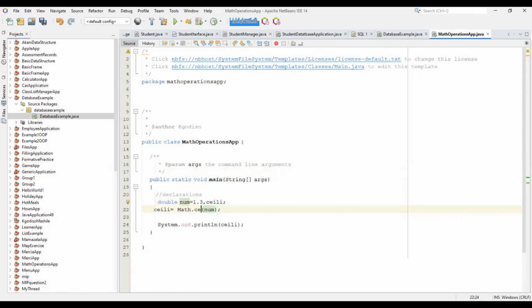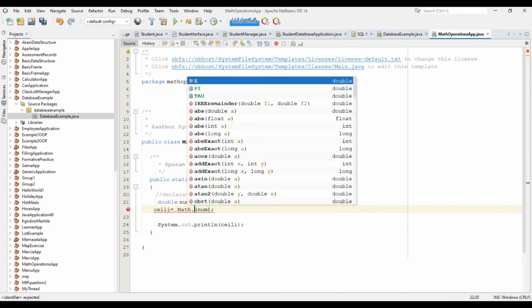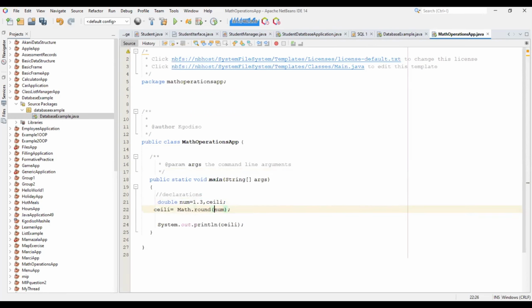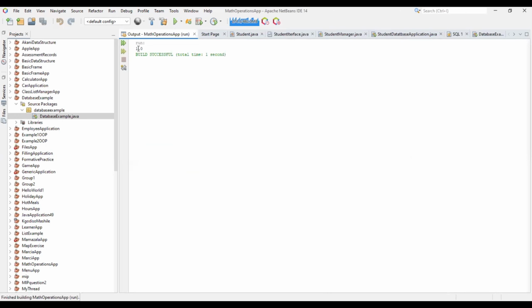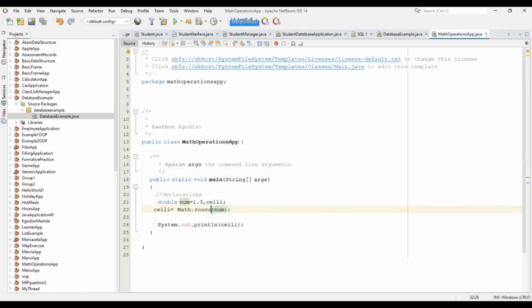So if you wanted to round to the nearest, you have to say dot round. This way, it's going to be able to round to the nearest. In this case, it's going to give us a one. There we go, that's how you get a one. You have to use round instead of using ceil. If you're using ceil, it's always going to round up, whether the number after the comma is above a five or not. So the other one that I spoke about is a floor.